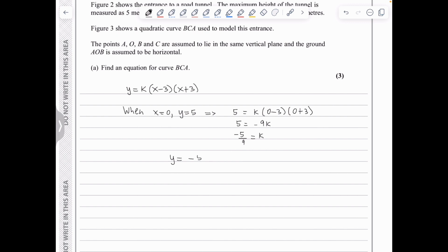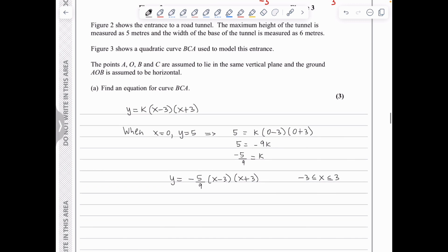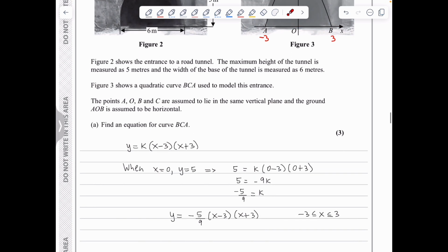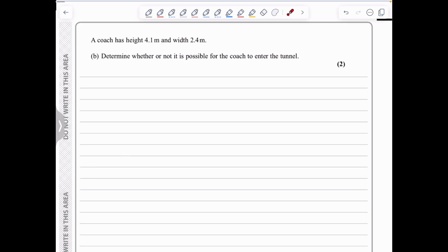Y is minus 5 over 9 times (x minus 3)(x plus 3). And this is defined between minus 3 and 3 because the tunnel lies entirely above the horizontal. So between minus 3 and 3, this is the equation for the quadratic curve. We're then told that there's a coach of height 4.1 meters and a width of 2.4 meters, and we need to determine whether it's possible for the coach to enter the tunnel.